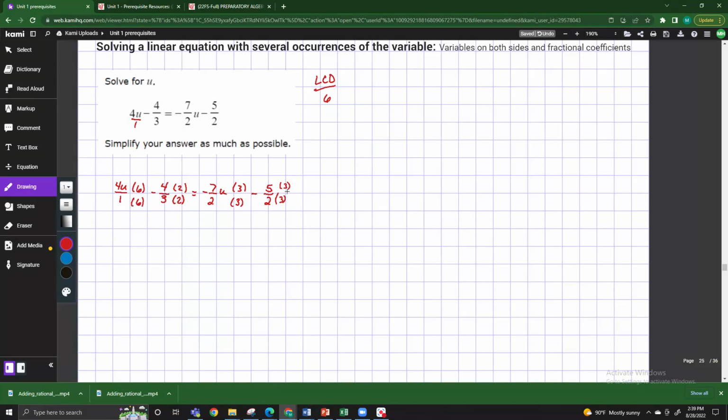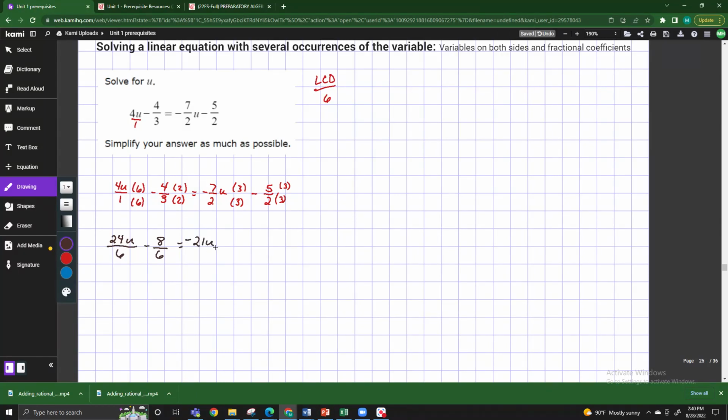And to get that to be a 6, it's going to need a 3 and a 3. So no matter what you do when you have fractions, you do need to find the lowest common denominator, or a common denominator. Lowest just means smaller numbers. And then you do have to rewrite it. So this is going to give me 24u over 6 minus 8, because I'm multiplying straight across, over 6 equals negative 7 times 3 is 21.